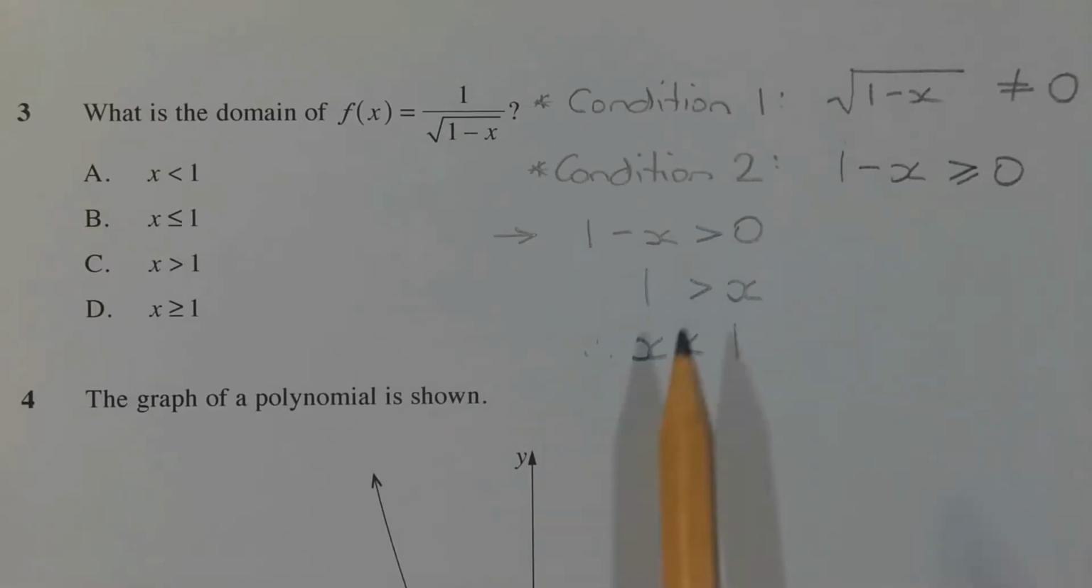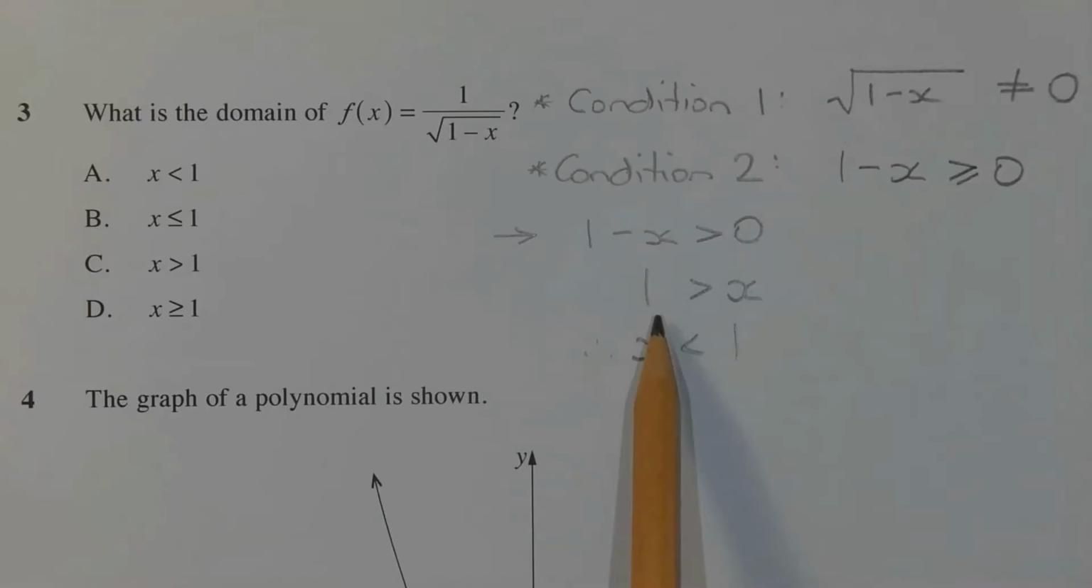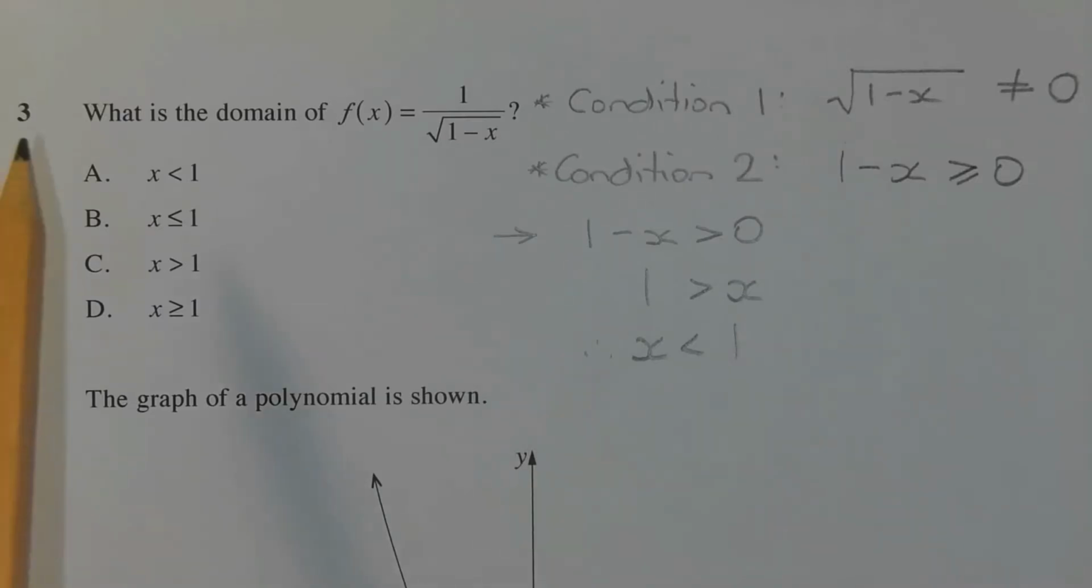So solving this inequality, I'm going to do that by adding x to both sides of the inequality, which means I don't need to change the direction of the inequality symbol. So we have 1 is greater than x, which implies that x is less than 1. Therefore, the correct answer is option A.